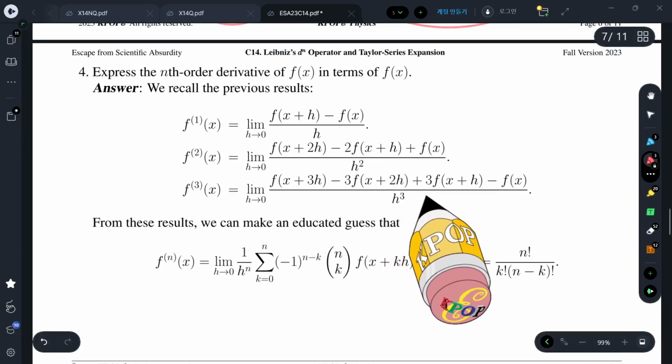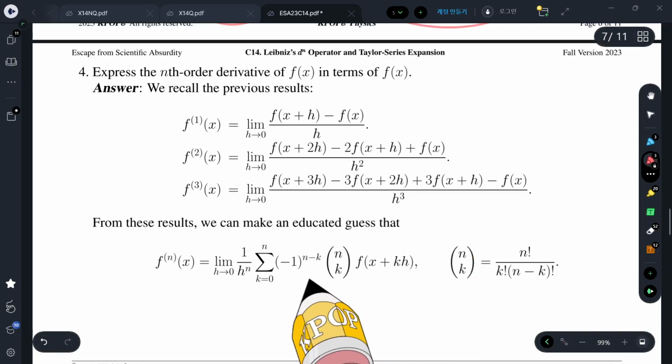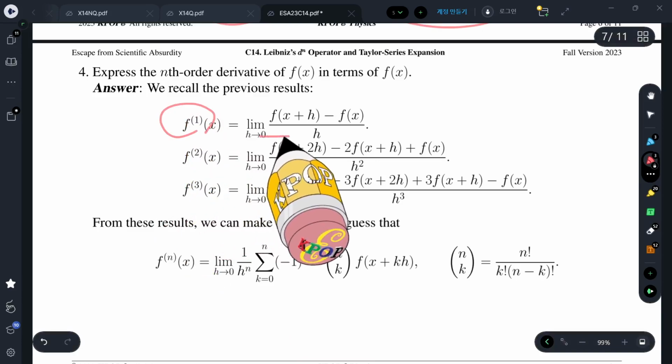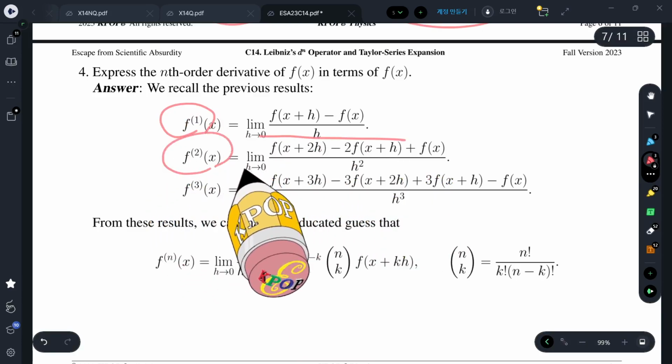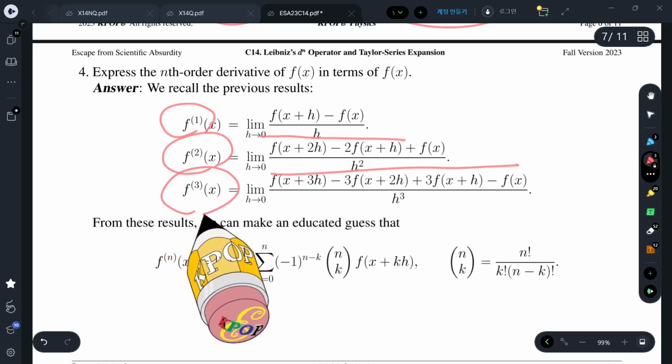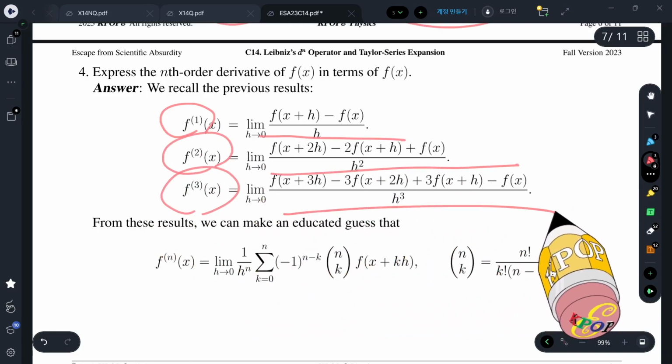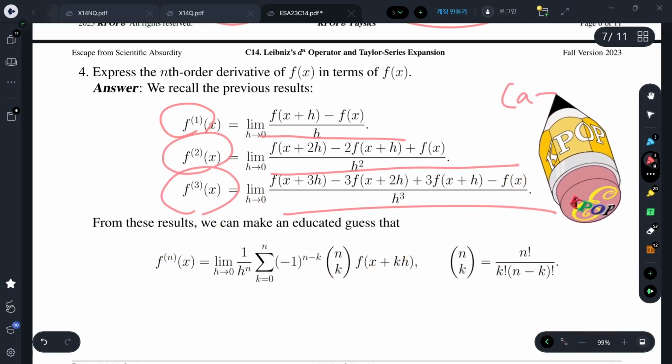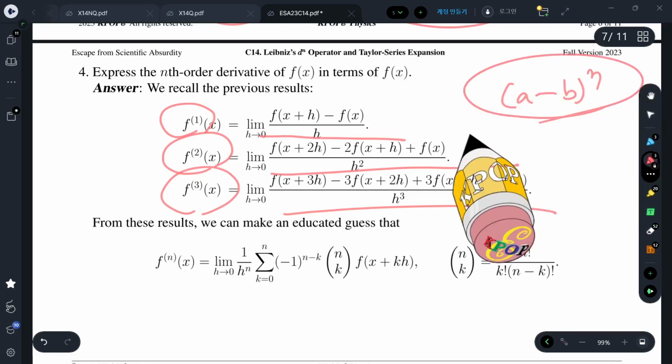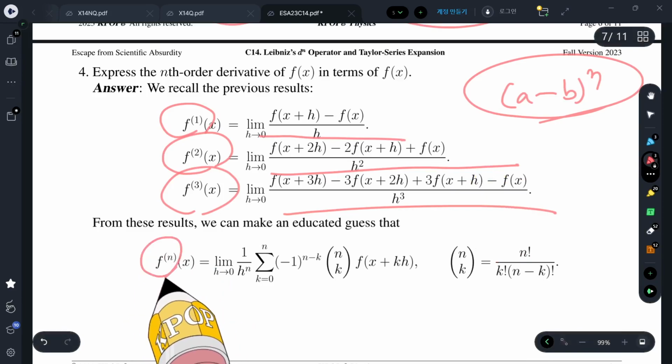And the explicit proof is given in here. So I believe you can follow this, and let me briefly explain what I have derived. First order derivative, that's fine. Second order derivative, that's fine. Third order derivative, that's fine. And expand a minus b to the nth power, nth order derivative.